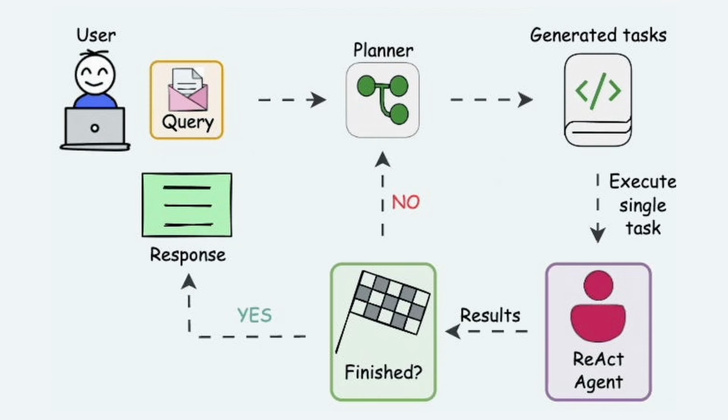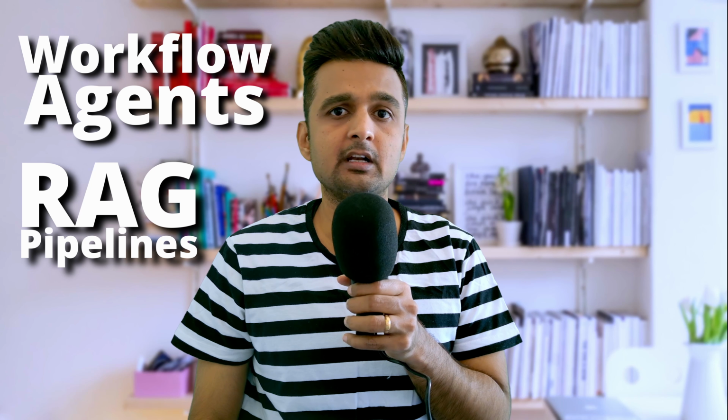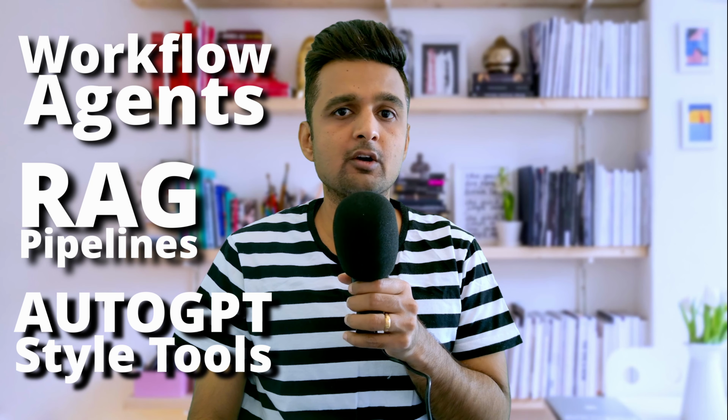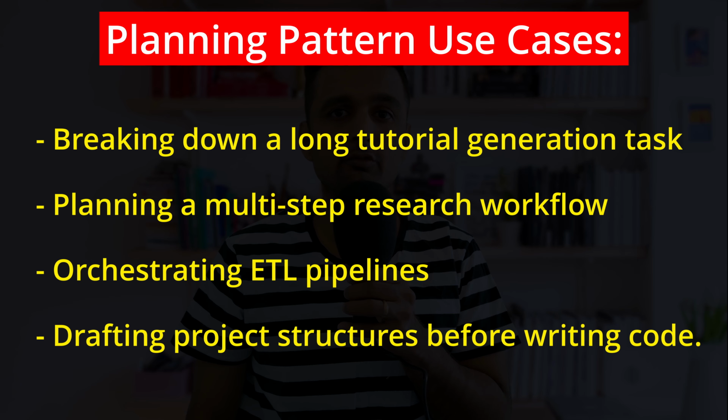Now let's talk about planning, another essential design pattern. The agent splits a big goal into smaller steps. That's the planner. And another component, the executor, completes each step. This pattern powers workflow agents, RAG pipelines, and long-horizon reasoning systems like AutoGPT-style tools. Here are a few example use cases of the planning pattern.